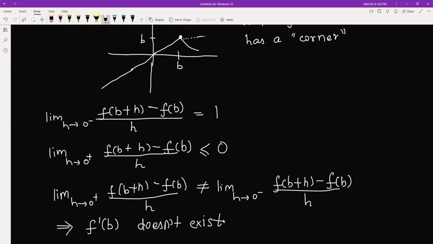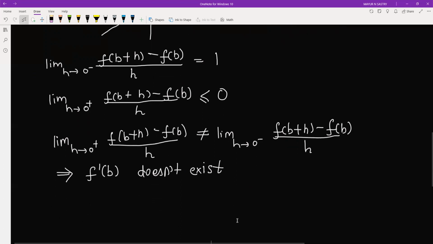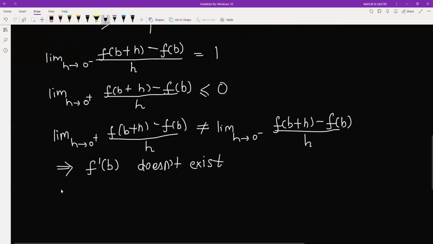However, the hypothesis tells us that f is differentiable everywhere, and in particular f is differentiable at b. So this is the contradiction we wanted. This is a contradiction.